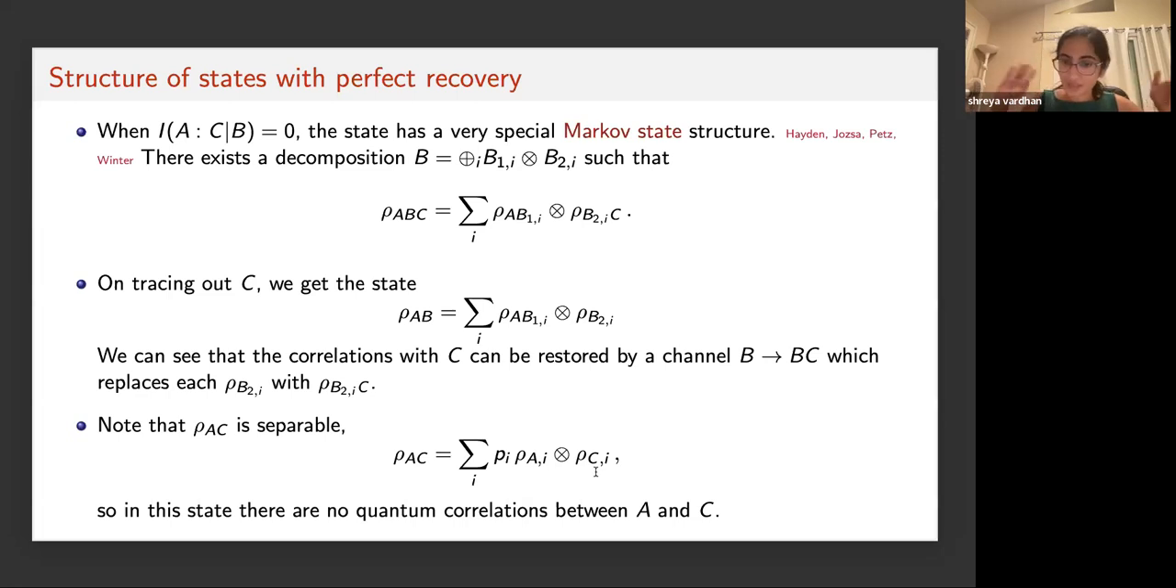In case that comment didn't make sense, that's okay. This is just a passing comment. But for the conditional mutual information 0 case, this is the structure of the state.